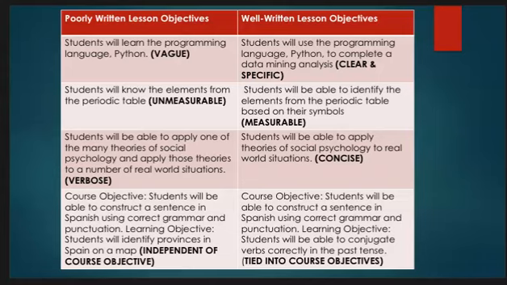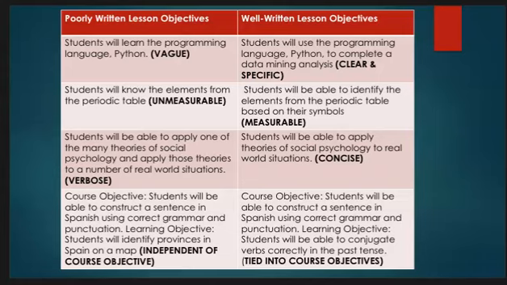In the next example, we see that there's both a course objective and then a learning objective. So we see students will be able to construct a sentence in Spanish using correct grammar and punctuation. That's the objective of the course. Then the learning objective says students will identify provinces in Spain on a map. How are these connected? The learning objective does not lead to the course objective in this case.